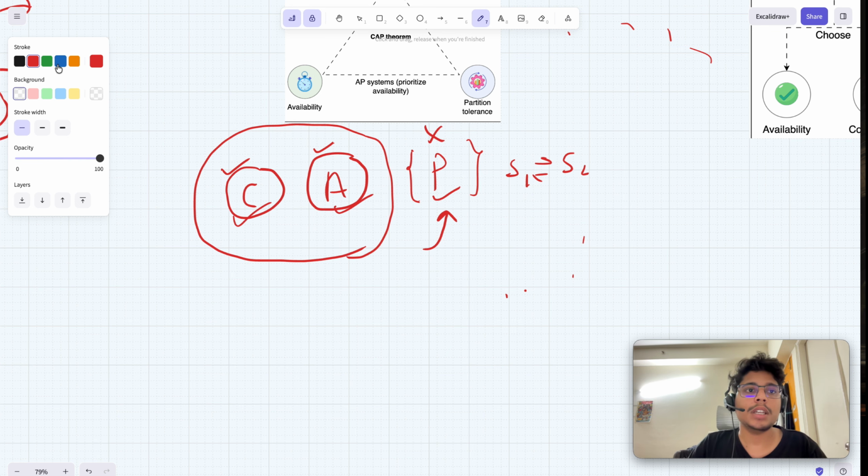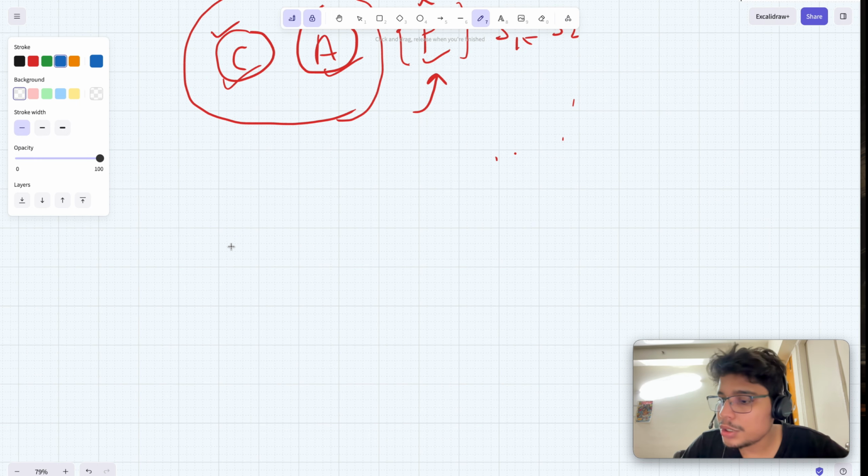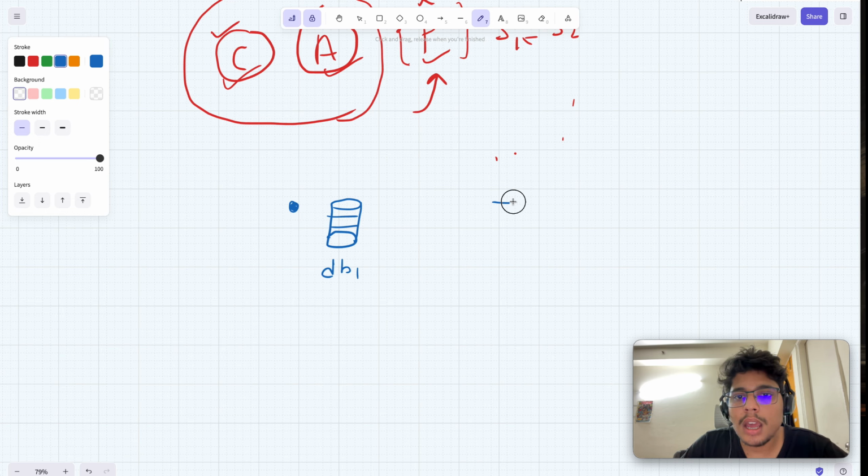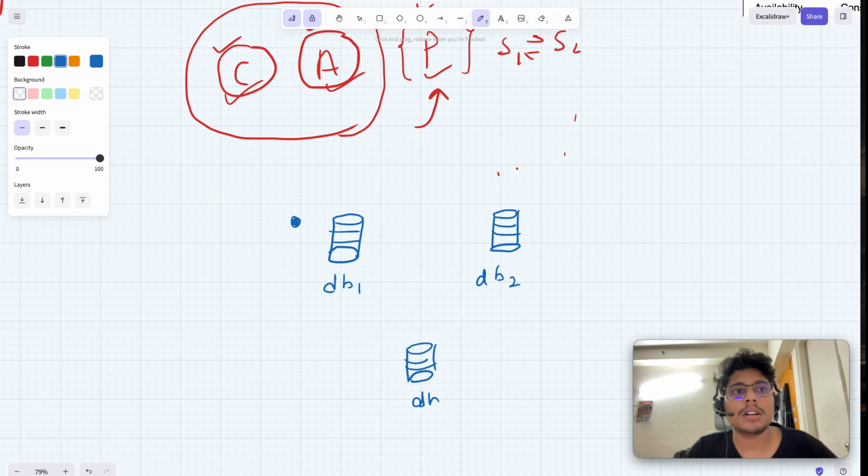Now let's move forward and I will explain each thing. Suppose we have a database, which is DB1. Now we have another database, which is DB2. Now we have another database, which is DB3.